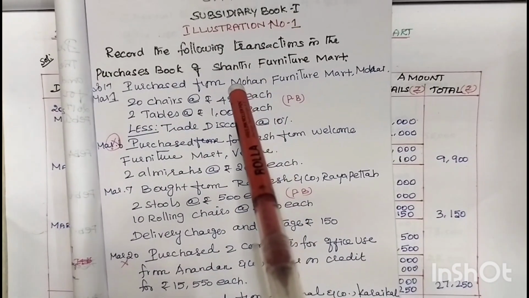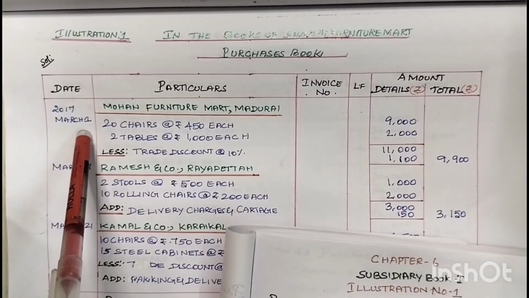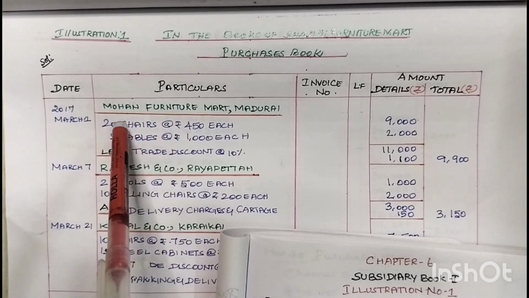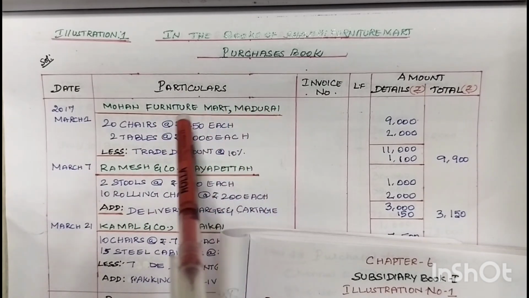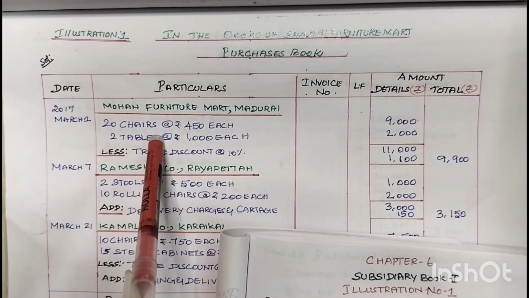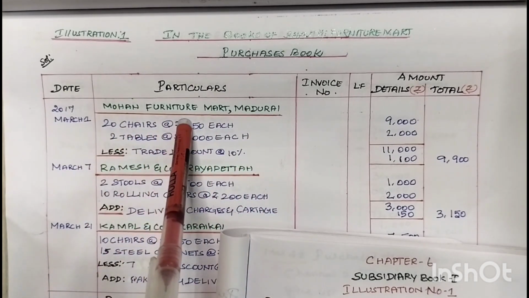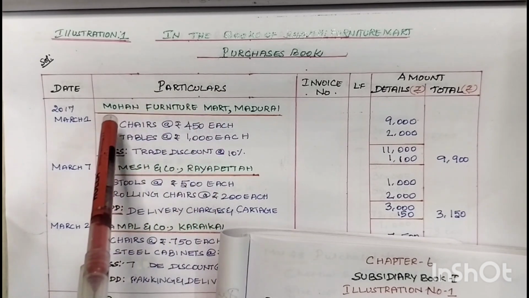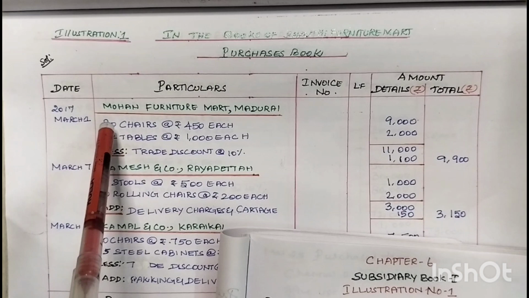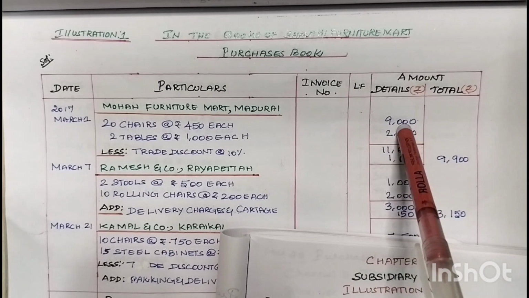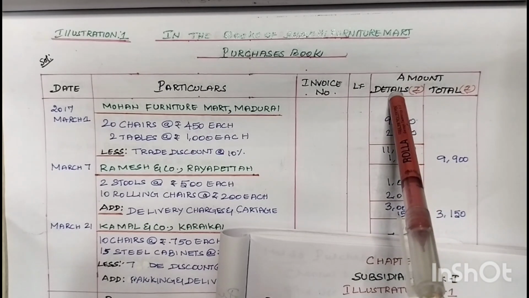Okay, so dated on 2017 March 1, in particular column we are going to write the name of the supplier, whose name is Mohan Furniture Mart, Madurai. The items and the rates are given below. We have to enter into the particular column, that is 20 chairs at rupees 450 each. So one chair at the rate of 450. Okay, how much for 20 chairs? So we have to multiply 20 into 450. We get 9,000 rupees. So we have to enter 9,000 rupees into the details column.